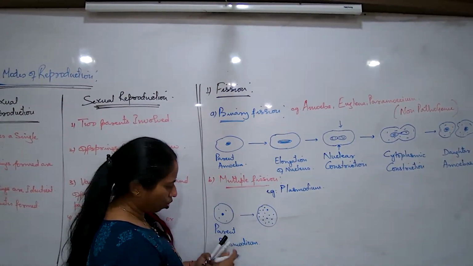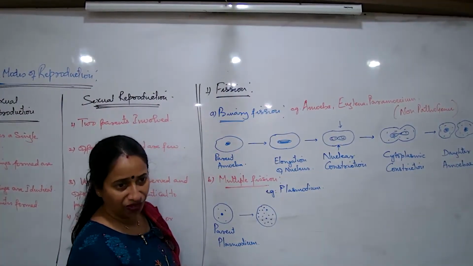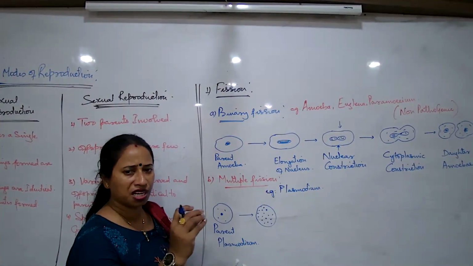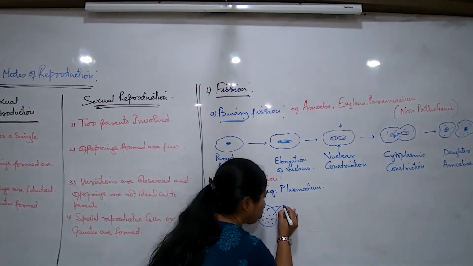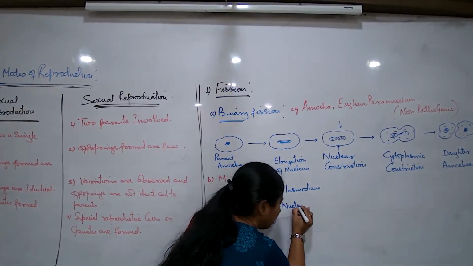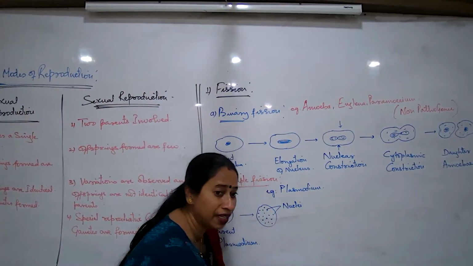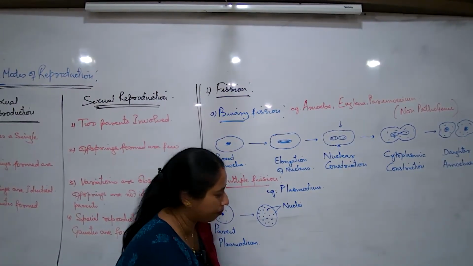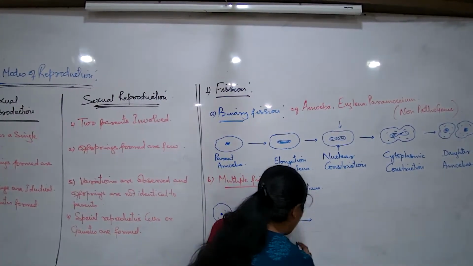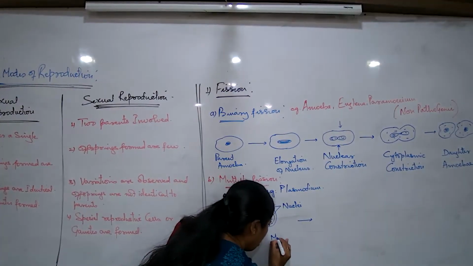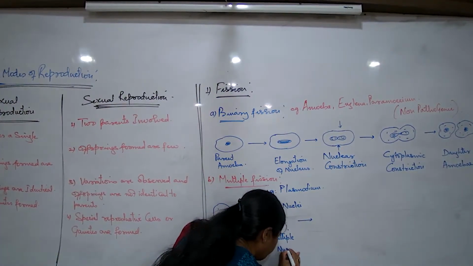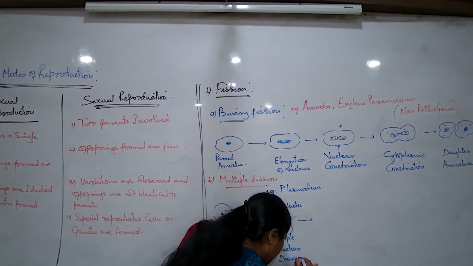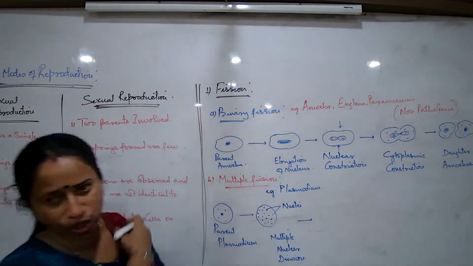But that is not all. The moment the nucleus starts dividing, the cytoplasm also starts wrapping around the nucleus. What are these known as? These are known as the nuclei, the plural of nucleus. So this stage is multiple nuclear division. Multiple nuclear division.